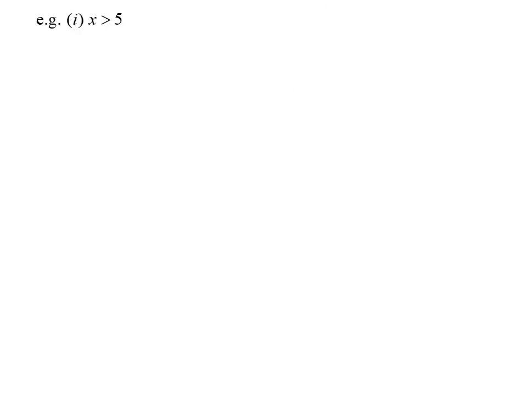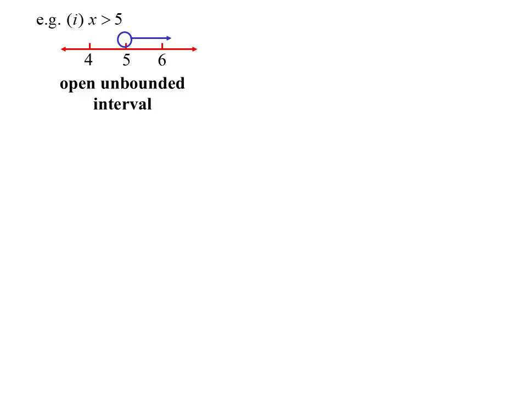If x is greater than 5, we put it on our number line, we'd see something like that. That would be open because the endpoint's not included, but it's also unbounded because it's going off to infinity. In interval notation, we would write it like that. It looks like a set of coordinates, but it's not. We're talking about an interval there. And in set notation, we'd say something like this: all the values of x such that x is greater than 5, or something like that.